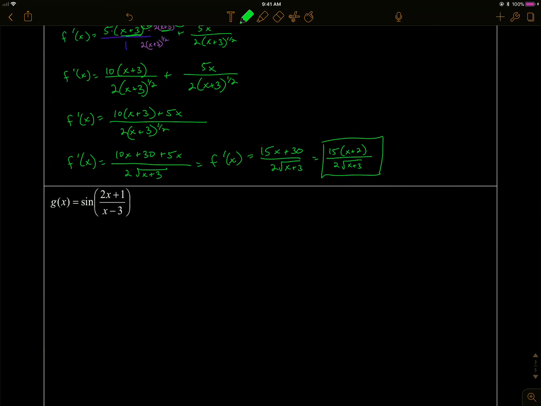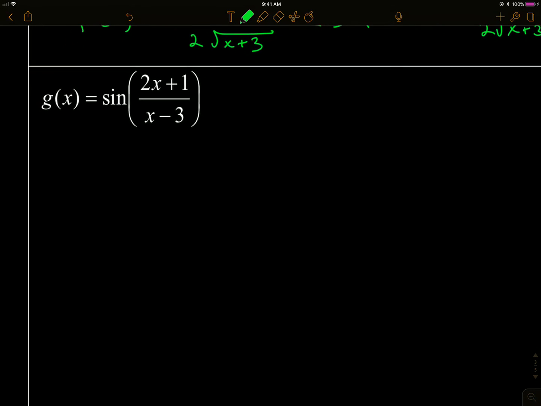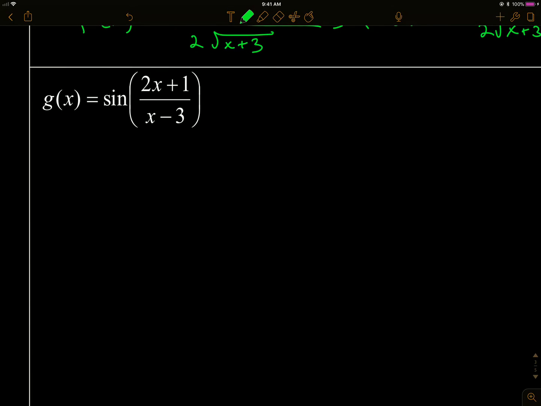All right, let's try another one. This one has a couple rules going on in here. It's got a rule for sine. We have to know that the derivative of sine is cosine. It's got a quotient rule. It's a chain rule because we have a function plugged into sine, not just sine of x. It's like an actual function in there. So this has a whole bunch of stuff going on. This is a sine rule, a quotient rule, a chain rule.